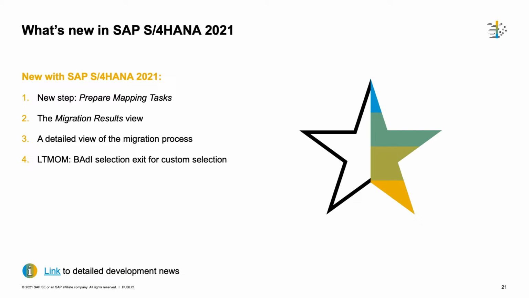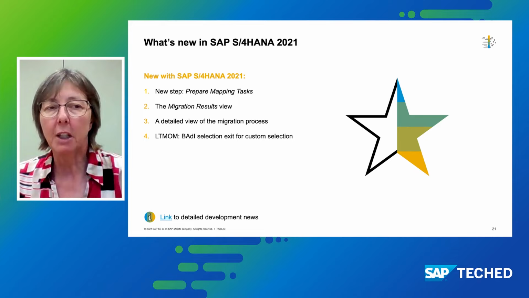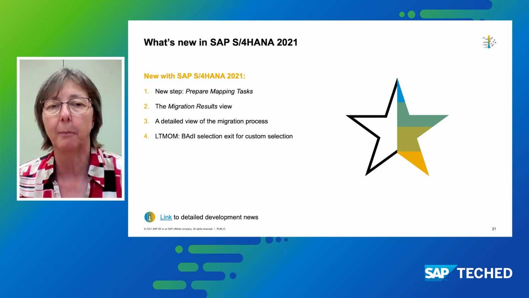Yeah, also here, what is new in SAP S/4HANA 2021? We have three huge topics. So one is a new step, which is prepare mapping tasks. We have the migration results view. We have now a detailed view of the migration process. And we have this new body selection exit. So as we only give a short view on the new topics, you find here below under the link the complete development news for the new version.